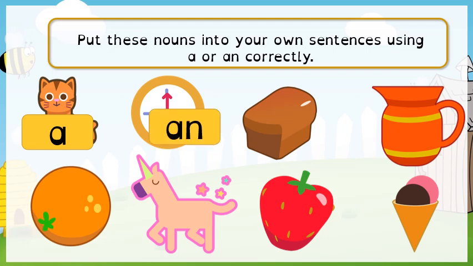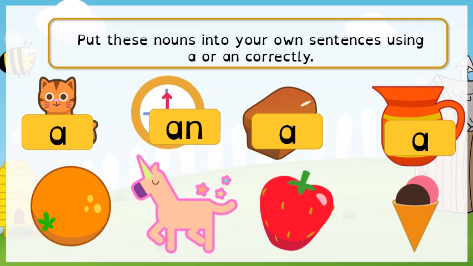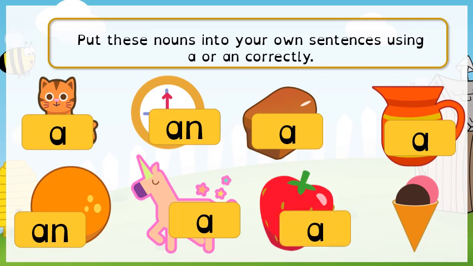Next is bread. B, the consonant sound, you're going to need an a. And then the same for jug, a. Orange is a vowel sound. You're going to need to use the word an. Now next is unicorn. Unicorn is a funny one because although we spell it with a vowel, we make the sound of a consonant. We make the y sound, unicorn. So you're going to need a. Next is a strawberry. That's a consonant sound. Again, another a. Lastly, ice cream. That's a vowel. You'll need an.